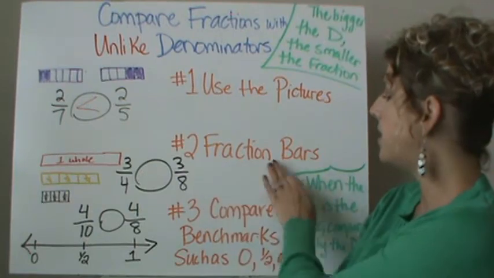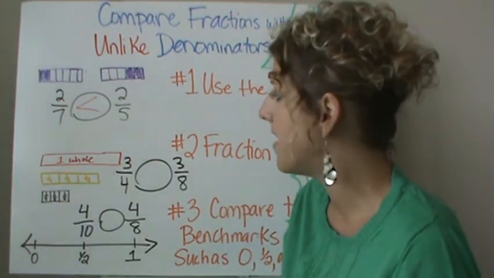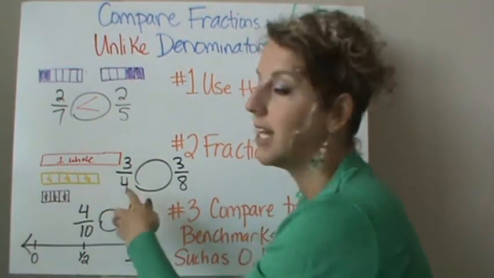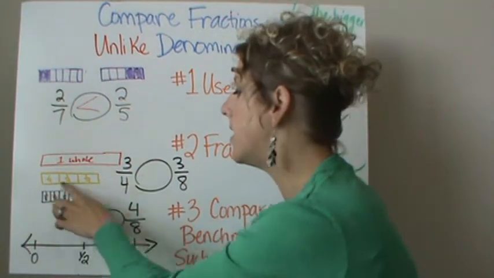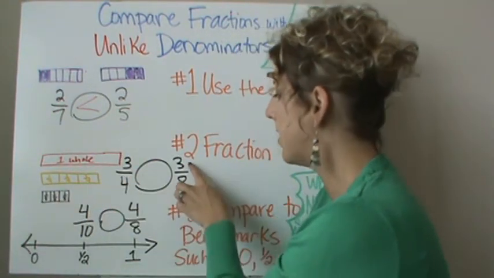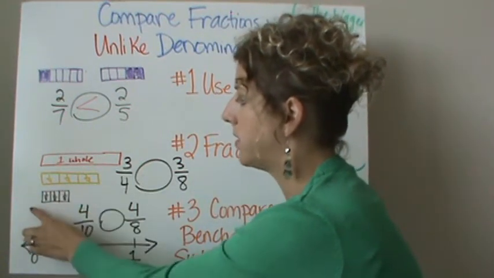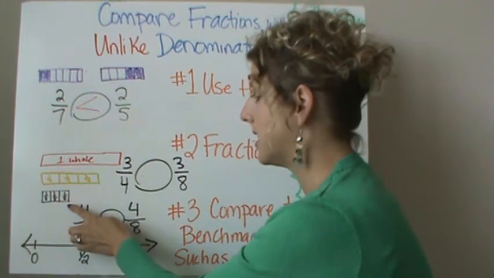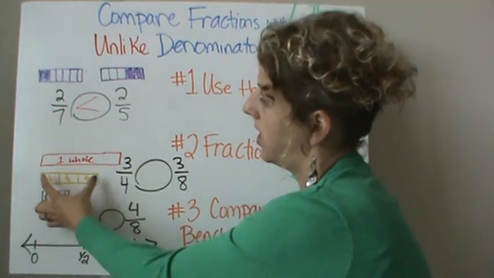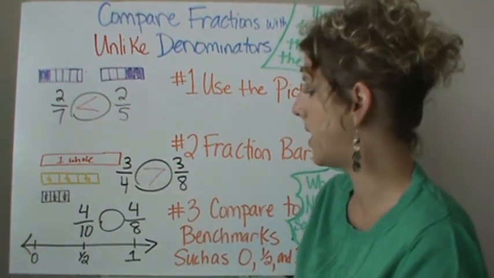The second strategy, we can use our fraction bars, and I've drawn them out for us. If I have one whole, I traced my whole fraction, and in class you can just use the manipulatives. I've drawn out 3/4 compared to 3/8. So I've drawn out my 3/4, traced those, and I traced my 3/8. Well, you can see the length 3/4 is much larger than 3/8. So 3/4 is greater than 3/8.